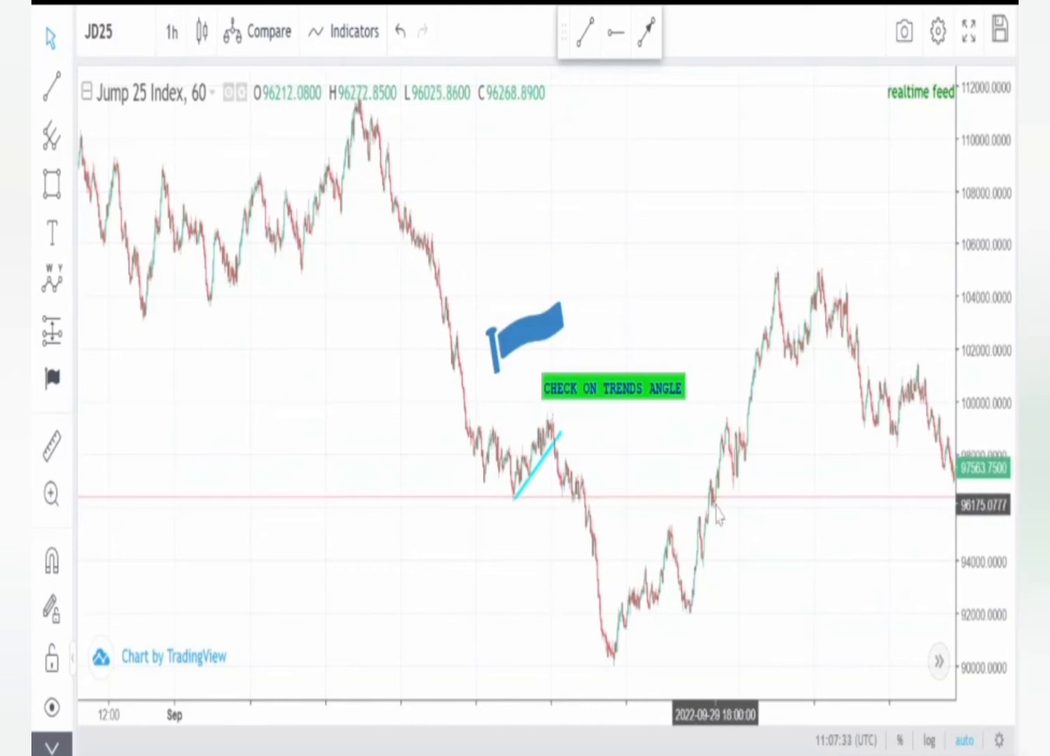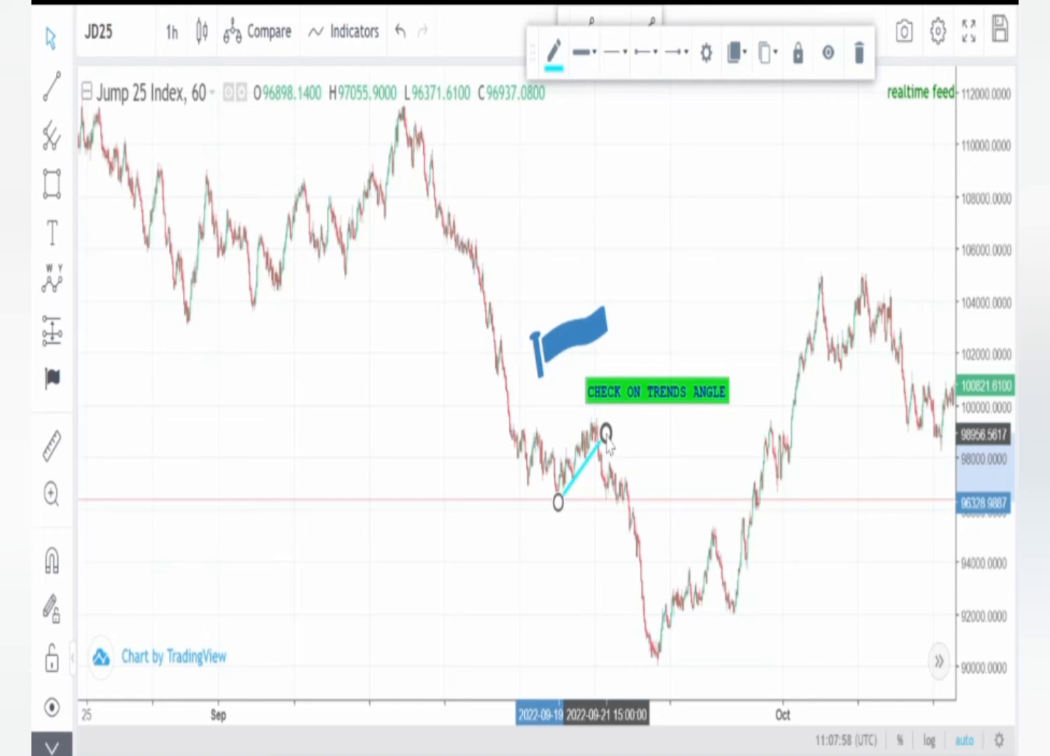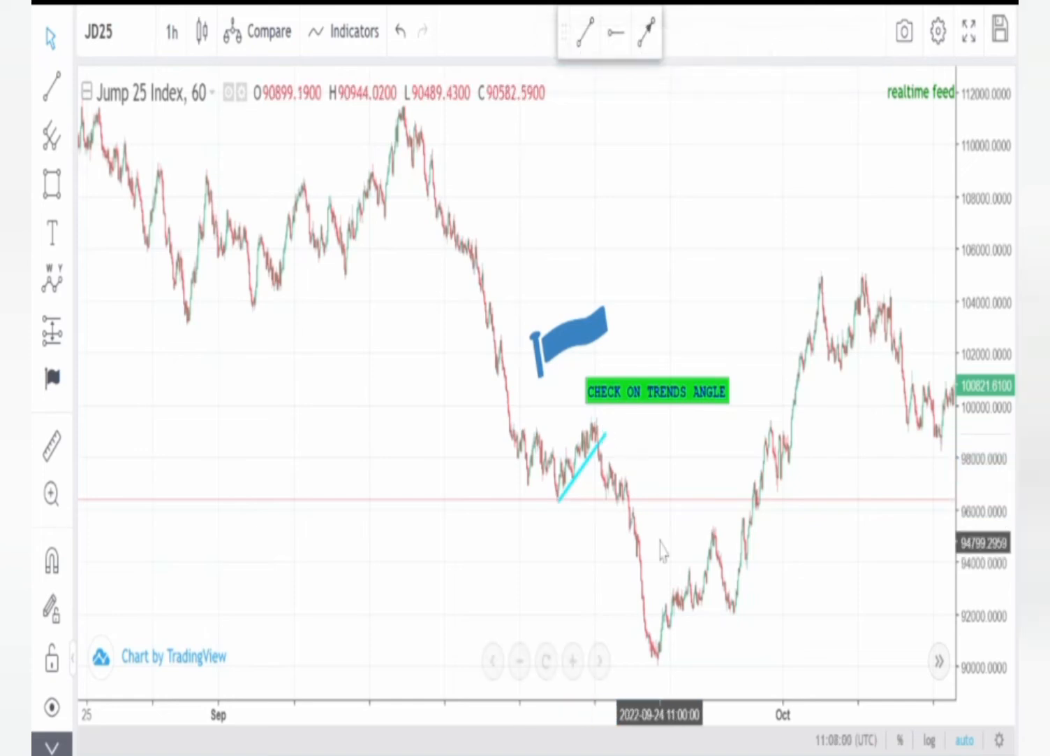Another thing that helps in trading is that you have to take the angle of the trend. The angle of the trend shows how steep the trend is and the momentum of the trend, so that you can know for how long you will hold the trend. Actually, these are flag patterns. You have to expect flag patterns in a good trend.